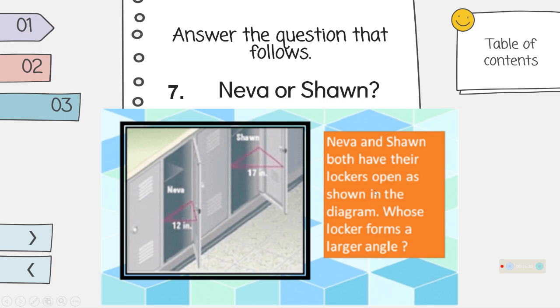From the given situation, Niva and Sean both have their lockers open as shown in the diagram. On the first locker, we have Niva, and on the second locker, we have Sean. So whose locker forms a larger angle? Is it Niva or Sean? Obviously it is the locker of Sean, because as you have seen, the opening length is 17 inches for Sean, while Niva is only 12 inches.